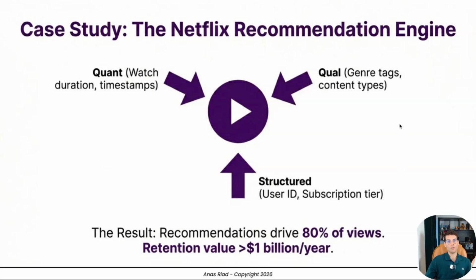And here, structured in terms of we have a user ID. For example, Netflix recognizes my account by a user ID. It's unique. I have my own user ID. The subscription tier, etc. This is how we structure that information. And by using all this data in a smart way, Netflix is able to make recommendations that drive 80% of views, and the retention value is above $1 billion. So by smartly using all those features that they have, quantitative, qualitative, structured, unstructured, they have so much data going on there, they're able to make billions of dollars yearly in revenue.